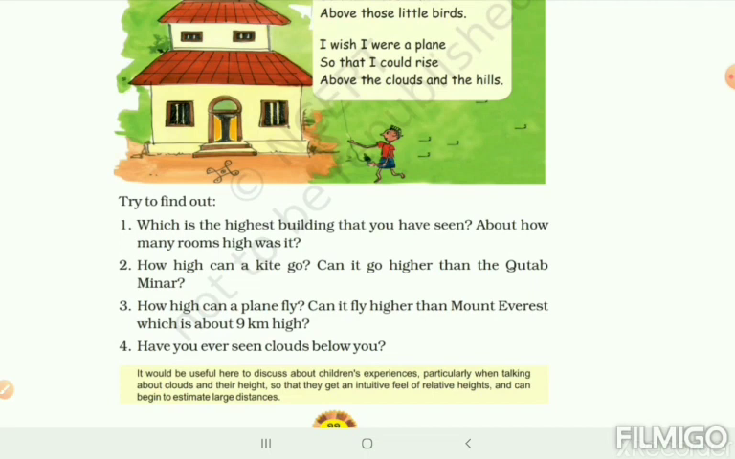Have you ever seen clouds below you? Children, when do you see clouds below you? You all must have seen that when you are flying high above in the sky by aeroplane.